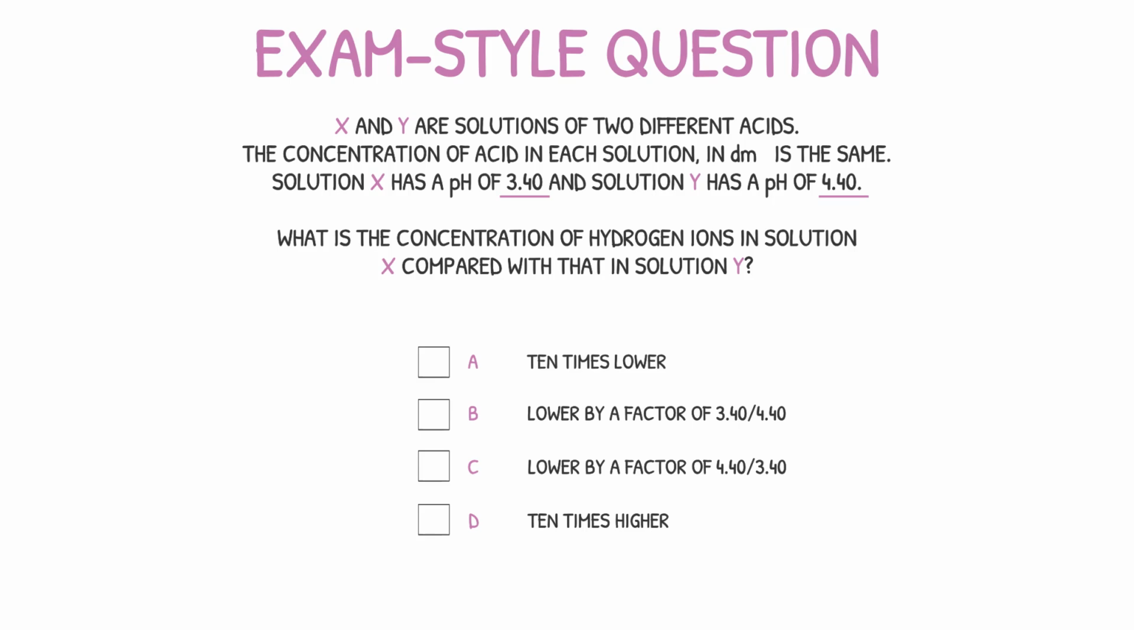Solution X has a lower pH than solution Y, therefore solution X is the stronger acid of the two. The strength of the acid increases as the number of hydrogen ions increase, therefore solution X must have more hydrogen ions than solution Y. The concentration of hydrogen ions in solution X must be 10 times more than the concentration of hydrogen ions in solution Y, as they differ by a value of 1. The correct answer to this question is option D.